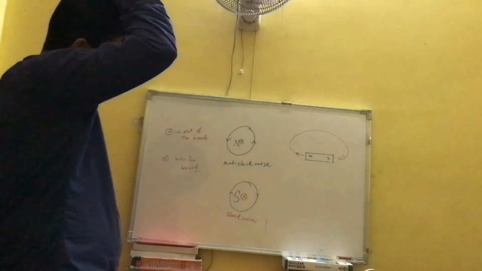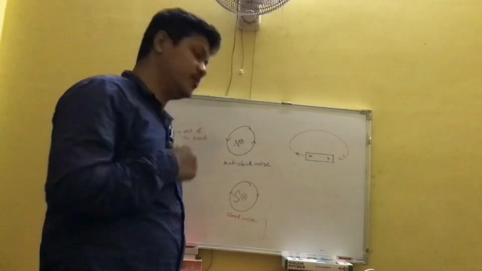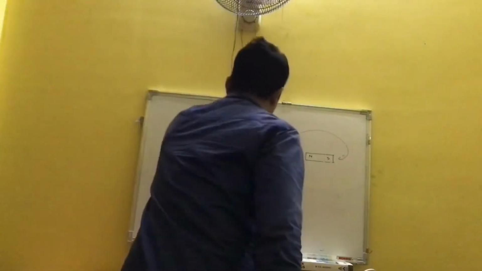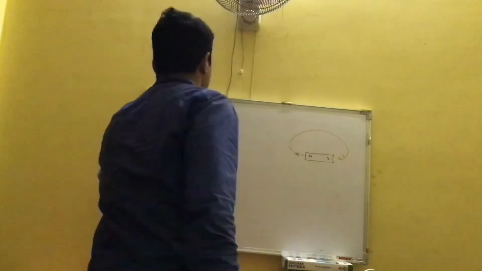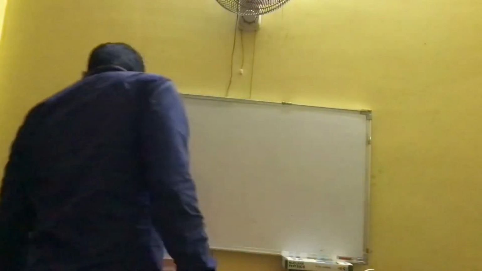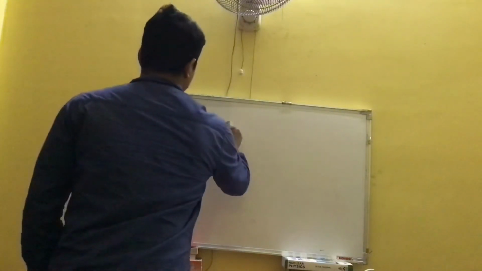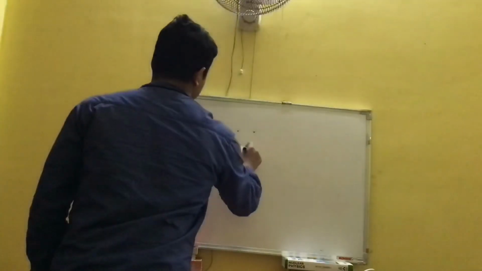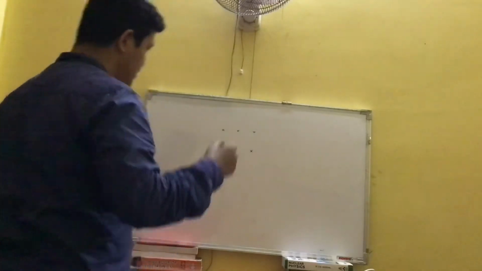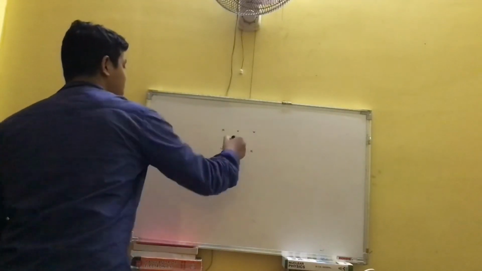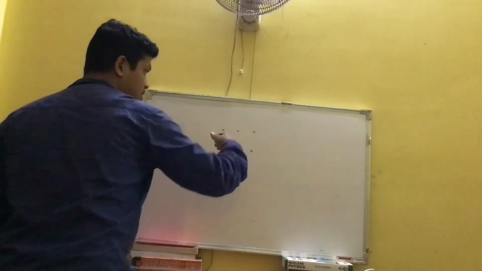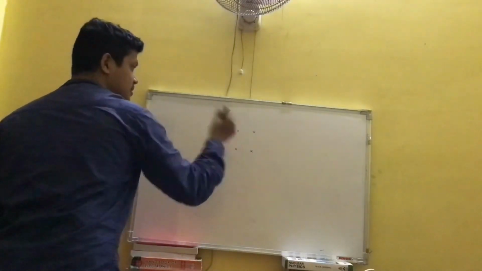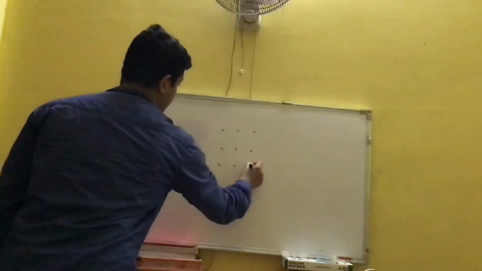So now let us discuss Fleming's right-hand rule. Suppose this is a magnetic field. These are magnetic field lines, and I am writing a cross. That means the lines are pointed into the board, entering the board perpendicularly, normally in this direction. That is represented by a cross.